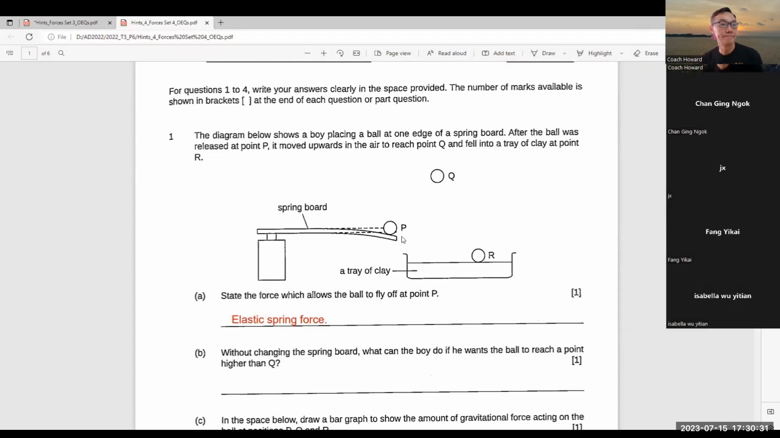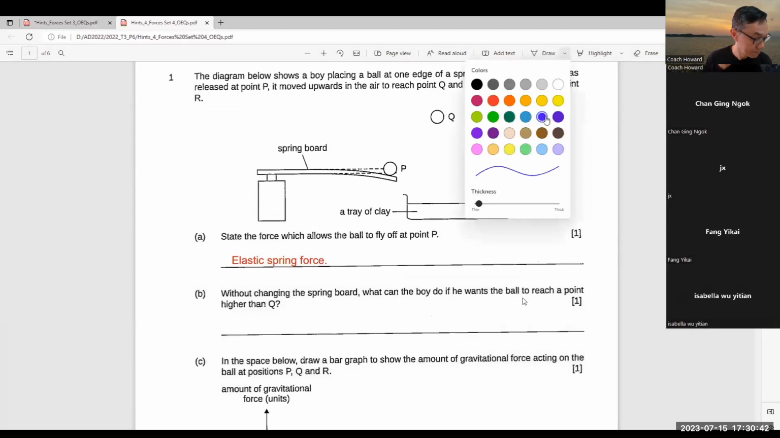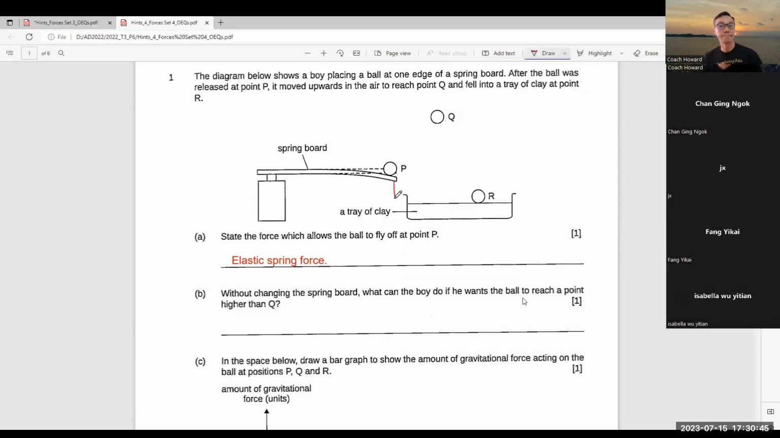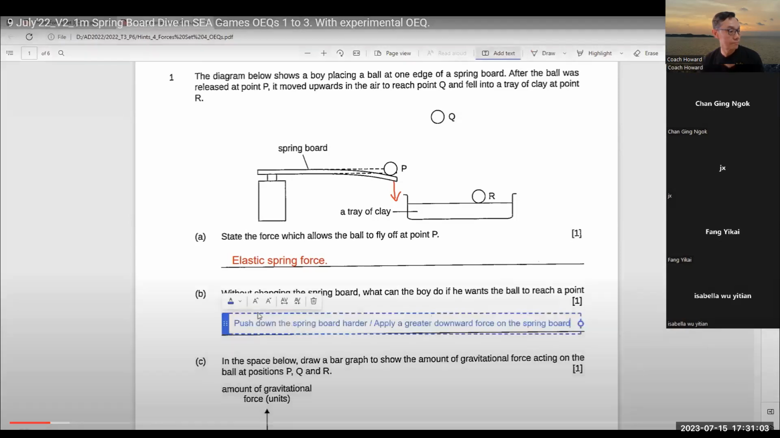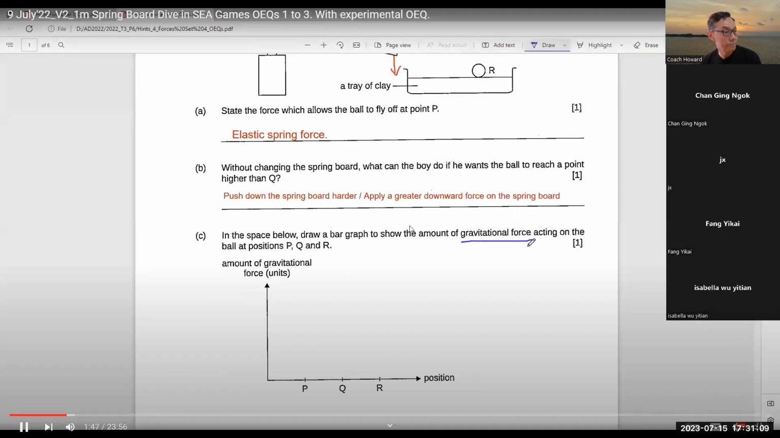Next, without changing the springboard, what can the boy do if he wants the ball to reach a point higher than Q? If you know how the springboard works, your possible answer is to push down the springboard harder. Or you can say apply a greater force. So this part, let me put it here.